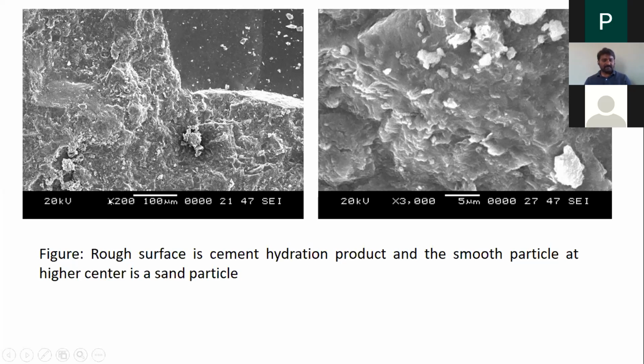If you see here, the magnification is 200x, the distance is 100 micrometer, and this is secondary electron images. Same way, I have just zoomed this part. This is 200x, and if I zoom it to 3000x, this same part looks like this.